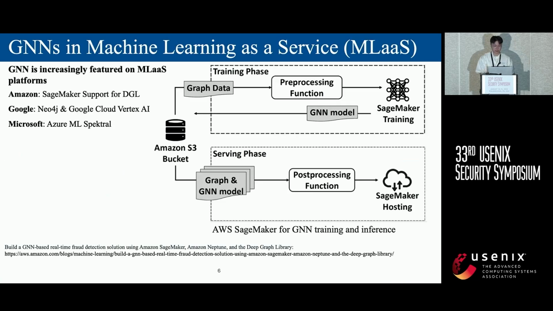Because of its popularity, it's increasingly featured on MLaaS platforms such as Amazon, Google, and Microsoft. It uses two typical stages, the training and inference phases. For GNN inference services on MLaaS servers, the GNN model will be loaded onto the server and let users upload the graph for inference. Today, we'll be focusing on the inference service for GNNs.